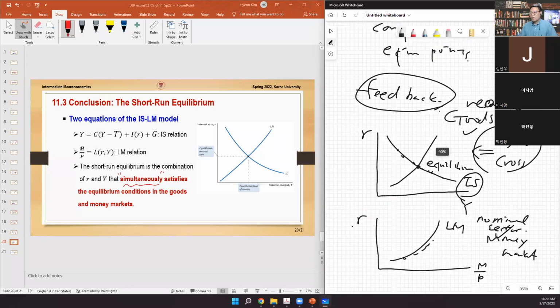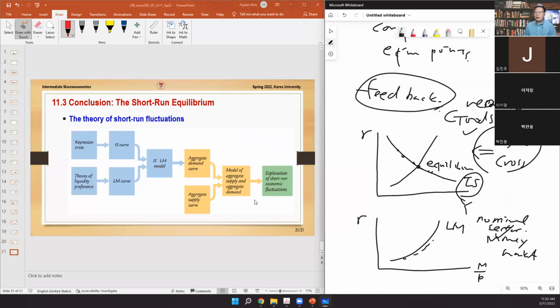Okay, and then hold on a second. So the last page was just a process. Again, the role of chapter 11 is to make a connection with the initial basic idea of the AD-AS model in chapter 10. But in chapter 10, our AD-AS curve came from the extreme or very simple identities. That's why we would like to find a more reasonable approach to this AD-AS.